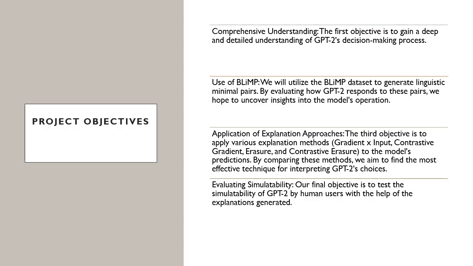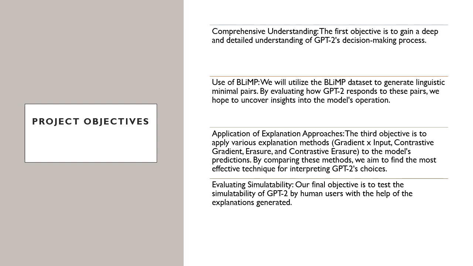Project objectives. The first objective is to gain a deep and detailed understanding of GPT-2's decision-making process. Here, we will utilize the BLIMP dataset to generate linguistic minimal pairs. By evaluating how GPT-2 responds to these pairs, we hope to uncover insights into the model's operation. The third objective is to apply various explanation methods like gradient input, contrastive gradient, erasure and contrastive erasure to the model's prediction. By comparing these methods, we aim to find the most effective technique for interpreting GPT-2's choices.